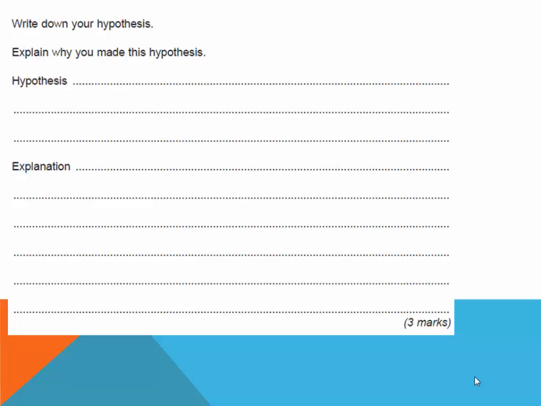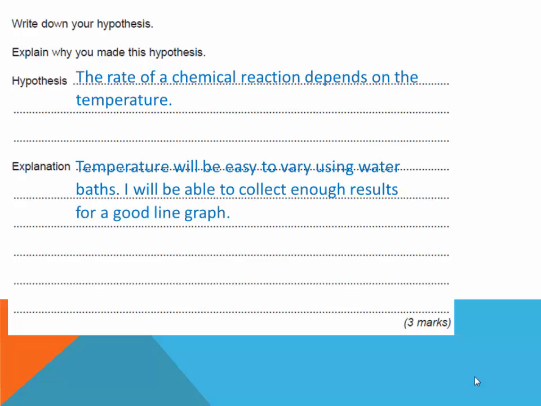Here's an example student hypothesis. The student was asked to investigate a factor that affects the rate of a chemical reaction. Here is their explanation for why they chose temperature. Please pause this clip and think whether this is worth 3, 1 or 2 marks and why.